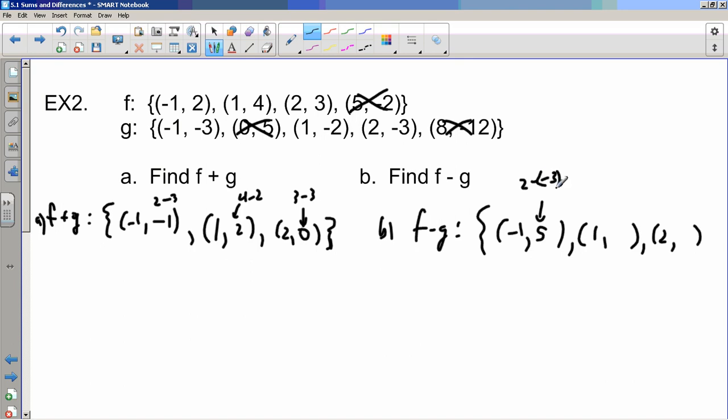2 subtract negative 3, and then 4 subtract negative 2. Watch your integers, that's 6. And then 3 subtract negative 3 is 6 as well. There, done. Easy. Is there another one down here?